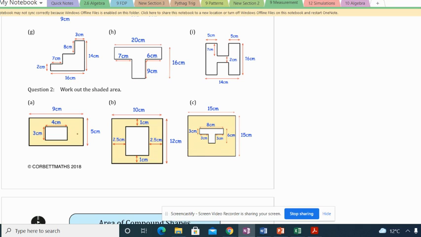Now, going a little bit further, we've got some other shapes down here where we're working out the shaded area. It's not really a combination of shapes, but we've got a bigger rectangle here, and then we have a smaller piece that's been cut out. So hopefully you can see that if we calculate the area of the bigger rectangle, 9 times 5, and then subtract this little piece here, that would give us that shaded area.